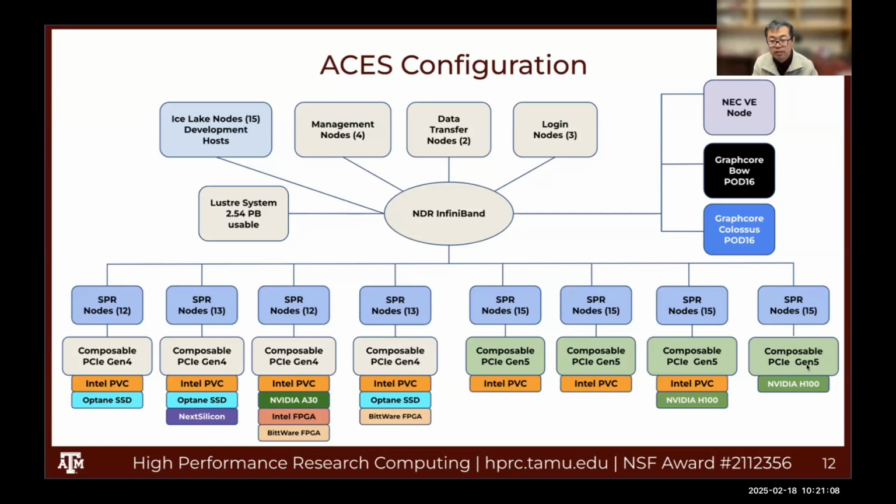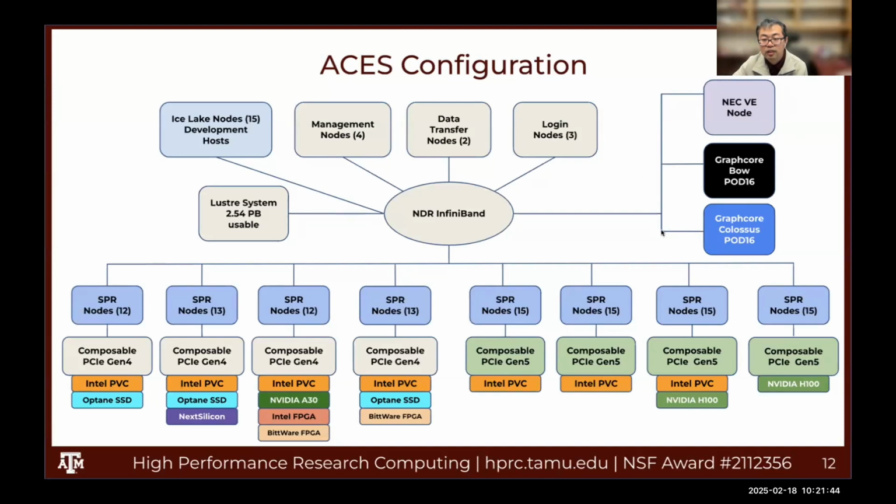And this part is mainly the PCIe Gen 5 composable fabrics. It composes Intel PVC GPUs and NVIDIA H100 GPUs, so they are on the PCIe Gen 5 fabric. And also, we have other configurations as well. For the communication of the GPUs, for example, we have configurations, and we will talk about this later.